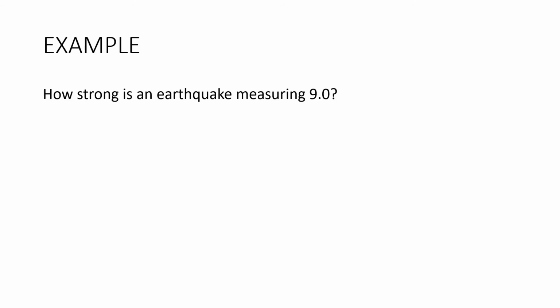How strong is an earthquake that measures 9.0? So here's our formula. So this is the value for M. So it's going to go in here. Now I want to work out the amplitude of the ground movements. So I'm going to turn this back into index form. 10 to the power of 9 is equal to A.